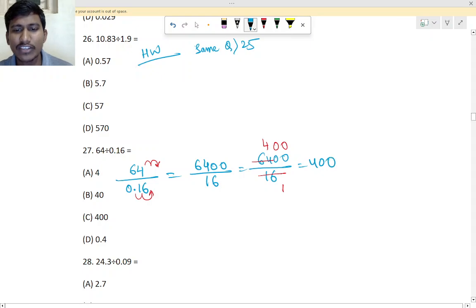Yes, you should divide, you will get the answer. Now 16 fours are 64. So 0 as it is, so 400 is the answer, option C. Got it here? If there is no point, what you have to do? We have to give extra zeros, because there are 2 decimal places in the denominator, 2 times we are shifting. So we should give that many zeros.